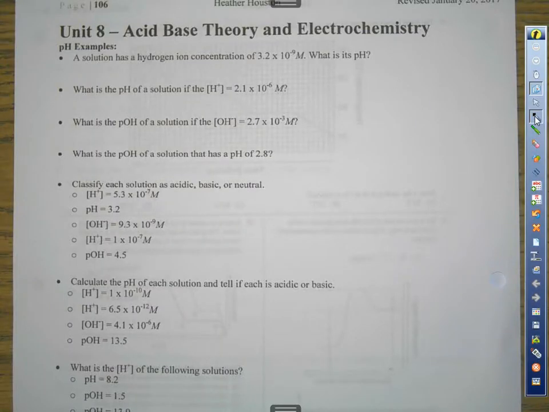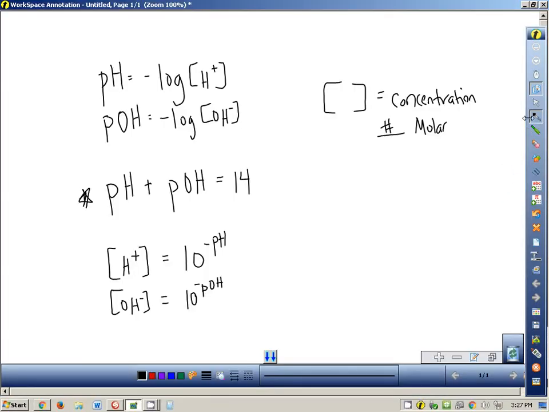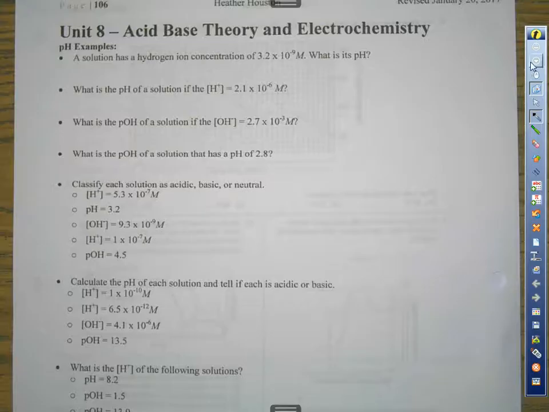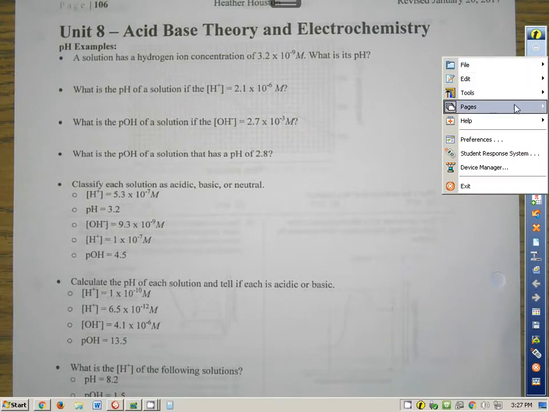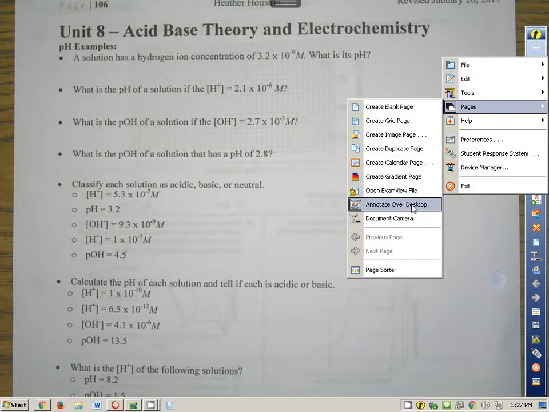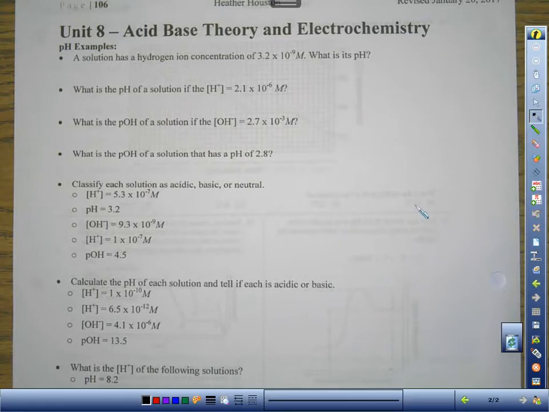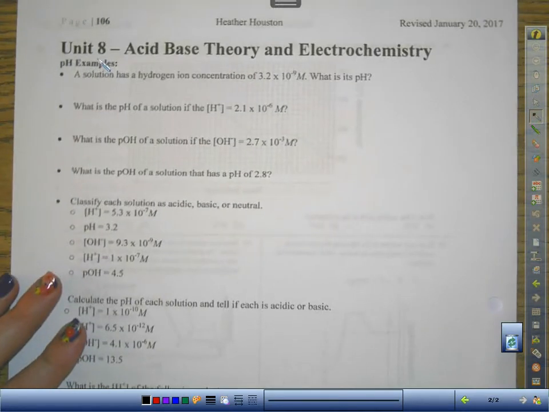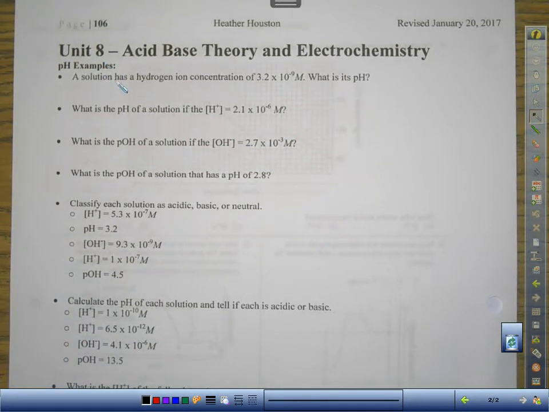Alright, here is an example of some problems that we're going to work. What we want to do is work through, I'm going to skip around through a couple of these. This is page 106 if you have your notes and you're following with me. So the first one says that we have a solution that has a hydrogen ion concentration of this. This is my concentration of the hydrogen ion right here. And it wants to know what is its pH.